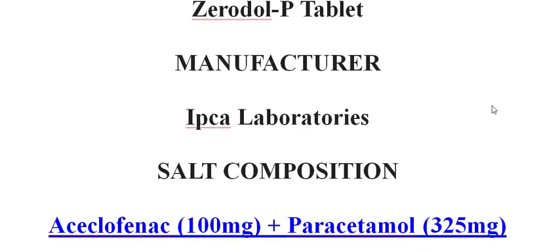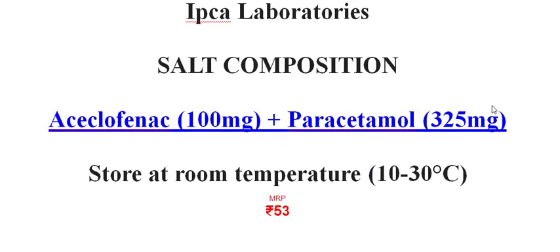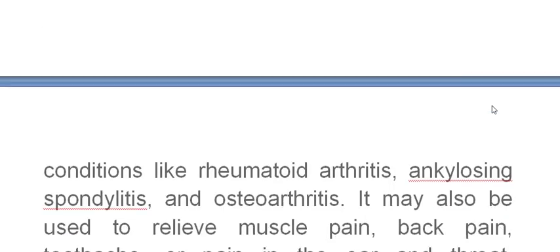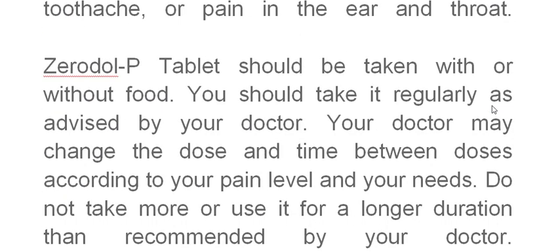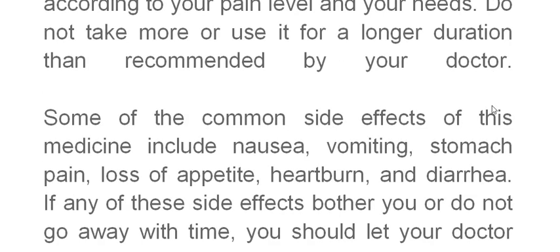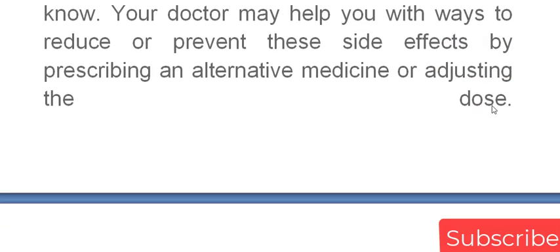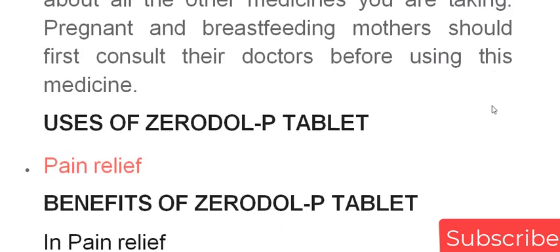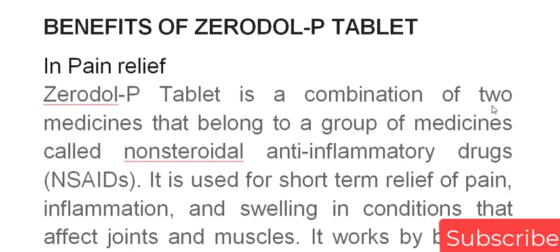MRP 53 rupees. Zerodol-P tablet is a pain-relieving medicine. It is used to reduce pain and inflammation in conditions like rheumatoid arthritis, ankylosing spondylitis, and osteoarthritis. It may also be used to relieve muscle pain, back pain, toothache, or pain in the ear and throat.